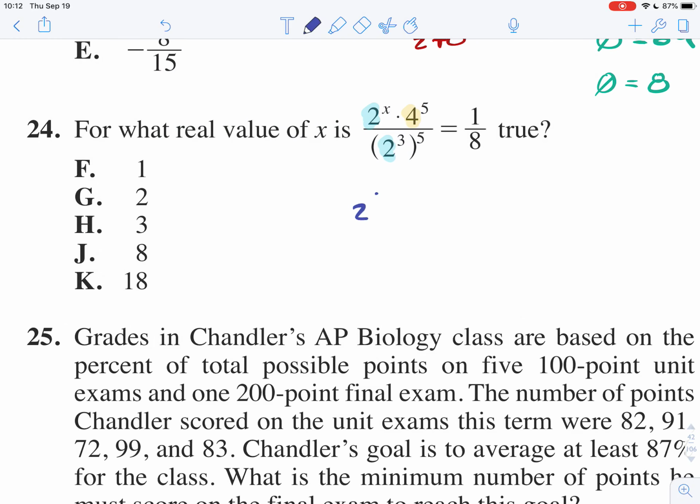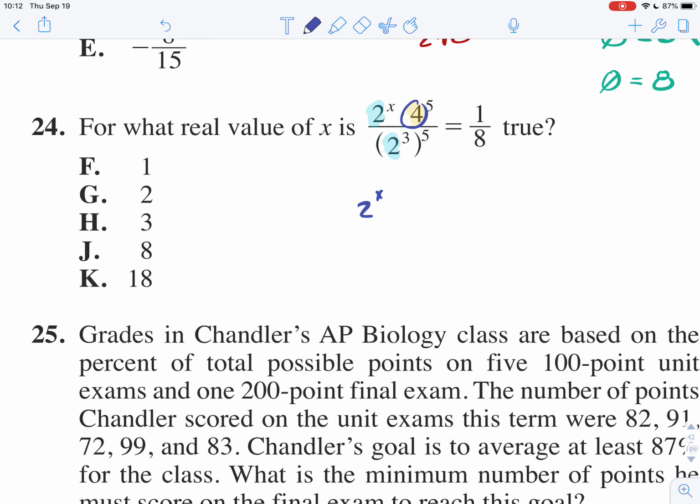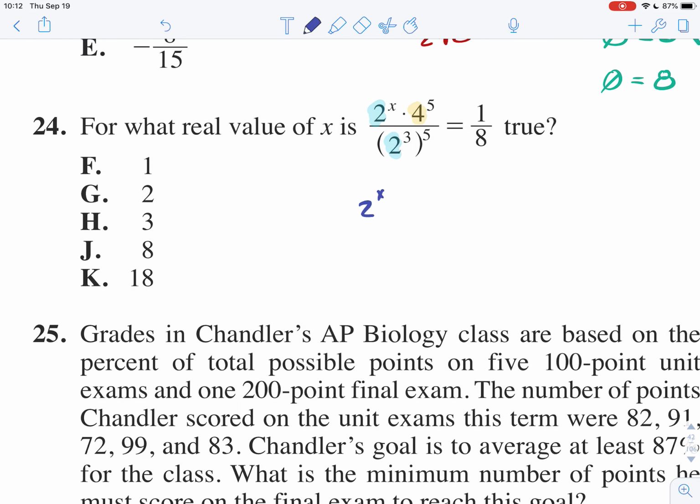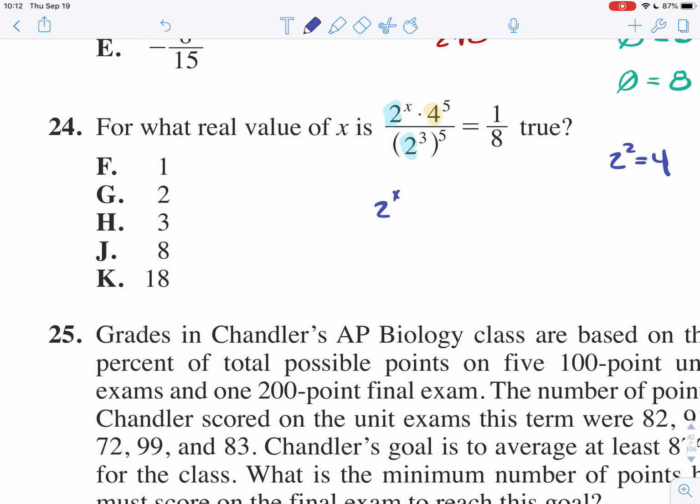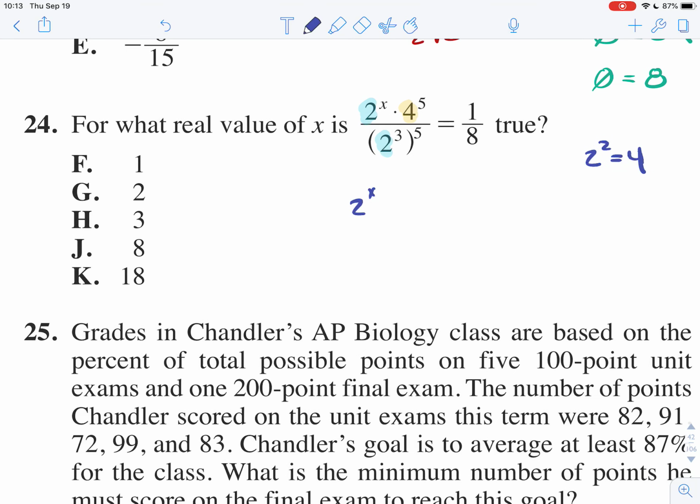We're just going to rewrite the numerator. That's 2 to the x. Well, we can represent base 4 using base 2. So we can basically say that 2 squared equals 4, right? So if 2 squared equals 4, then we can rewrite 4 to the fifth as 2 squared raised to the fifth power. And let's do at least one step of simplification here.